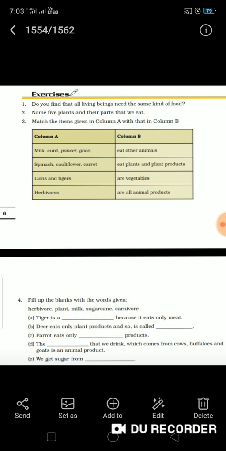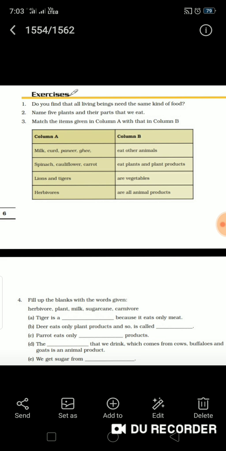Every animal needs a different type of food, a variety of food. As we have discussed, on the basis of their feeding habits, animals are of three types: herbivore, carnivore, and omnivore. So definitely the answer is no. All living beings do not need the same kind of food, as their feeding habits are different, and on that basis they are of three types: herbivore, carnivore, and omnivore.